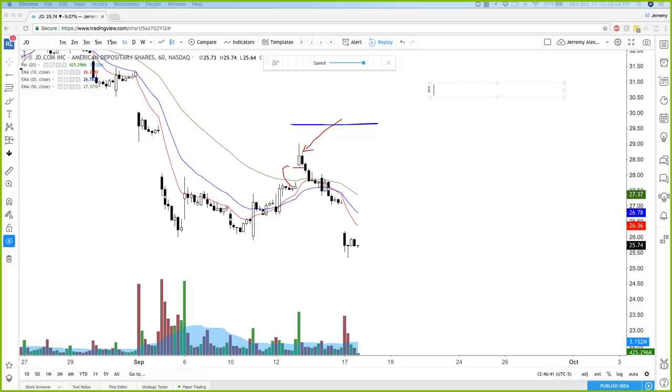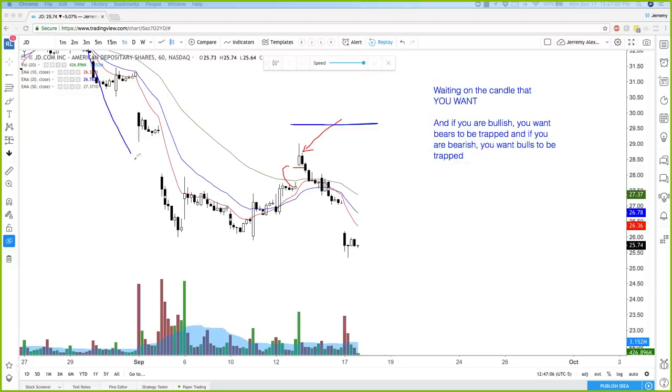You start adding certainty by waiting on the candle that you want. And if you are bullish, you want bears to be trapped. And if you are bearish, you want bulls to be trapped. That just means the trade will work better. So if you want to add a little bit more certainty, and you know that on a daily fractal this is potentially going to be an S curve, and this is where the S curve should have happened, and on the hourly chart you zoom in and you notice that this is a bullish S curve, this is a bullish S curve, this is a bullish S curve, and then it pops.